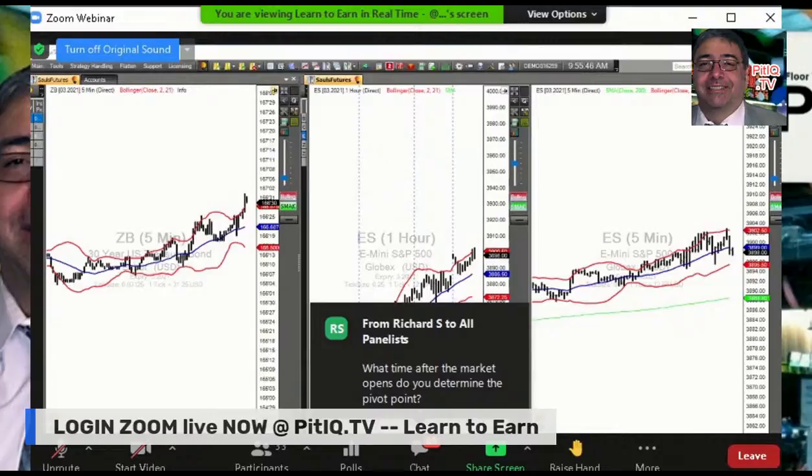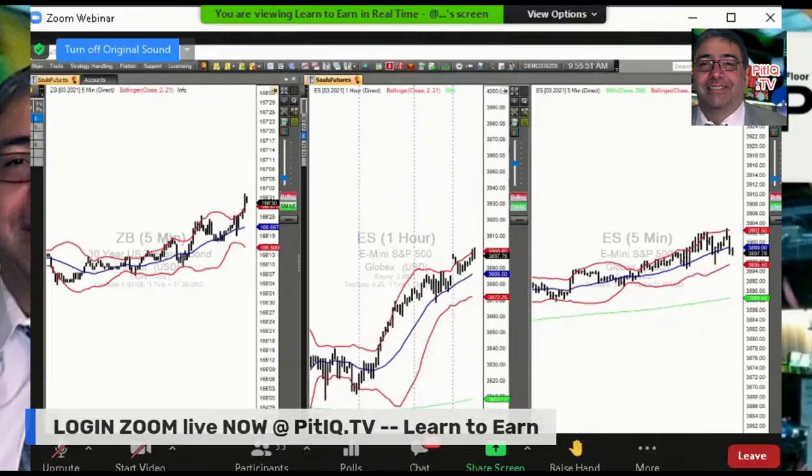We give the pivot right when we give our levels out, and the pivot is also included in that right when the market opens up.